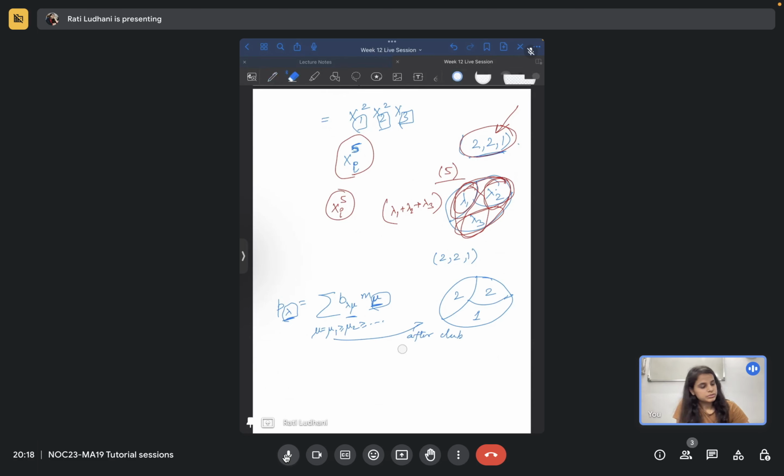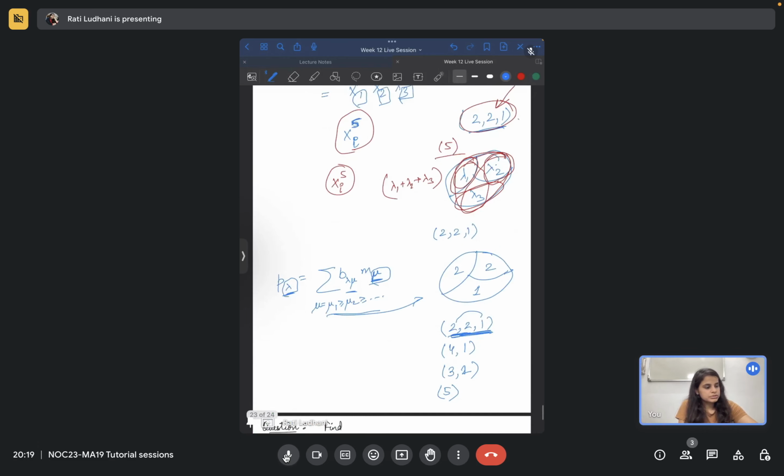So let's see how we are getting them. You have 2 2 1 right now. What can you have? Firstly, you can have 2 2 1. Other thing, there's an increasing order. So what you can have: 2 plus 2, that is 4 comma 1. What you can have: 2 plus 1, that is 3 comma 2. And you can have all of them added, that is 5.